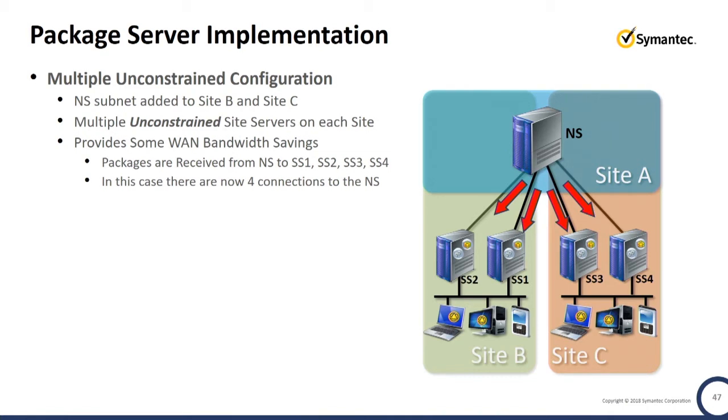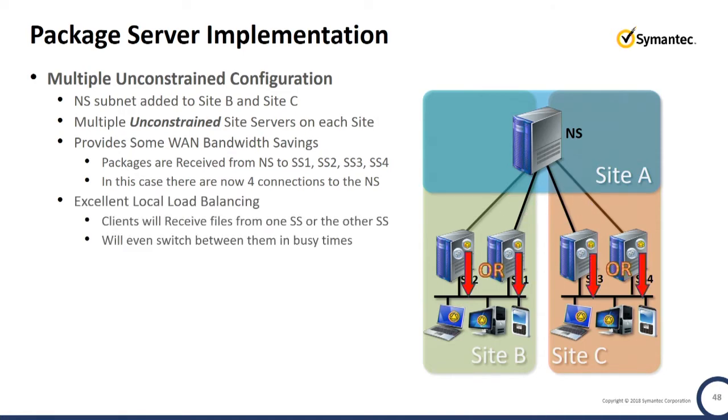Okay, so now we have 4 connections versus 4 plus the 6 agents you see on the bottom here. Okay, so it's good load balancing. Right? They're both pulling their packages from the notification server, and your agents will go either to site server 1 or 2, right? And you know how that works. It'll determine who's the fastest, who's available, who has less clients. You can pretty much set that up. But your agents talk to the 2 unconstrained site servers.